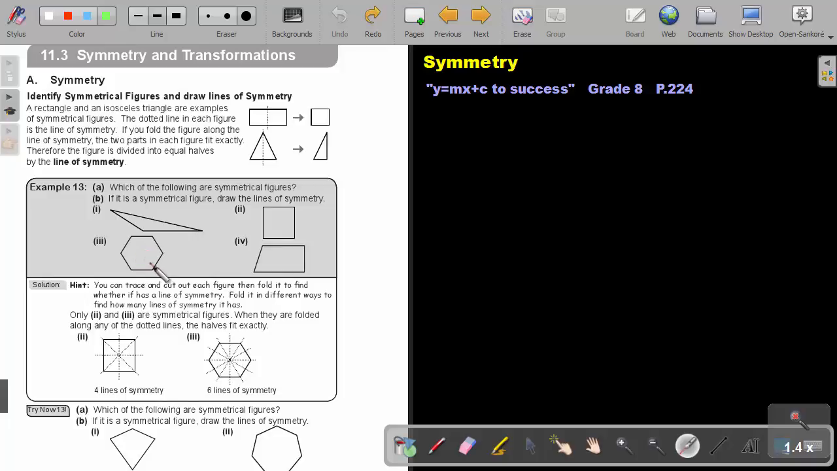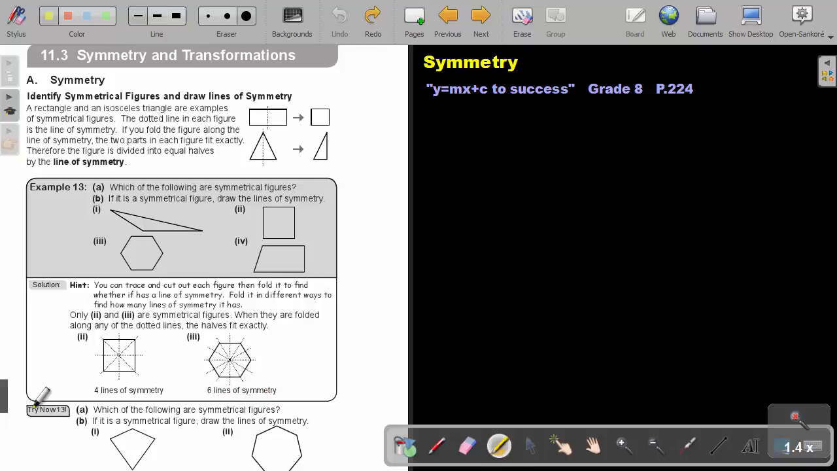Now, let's find the lines of symmetry. A square, you can fold there and you can fold there. But you can also fold it on the corners, on that diagonal. Then it will also fit. So it has 1, 2, 3, 4 lines of symmetry. And this hexagon, it's a regular hexagon. Along all the vertices you can fold it. And there are 6 vertices. So this regular hexagon will have 6 lines of symmetry.